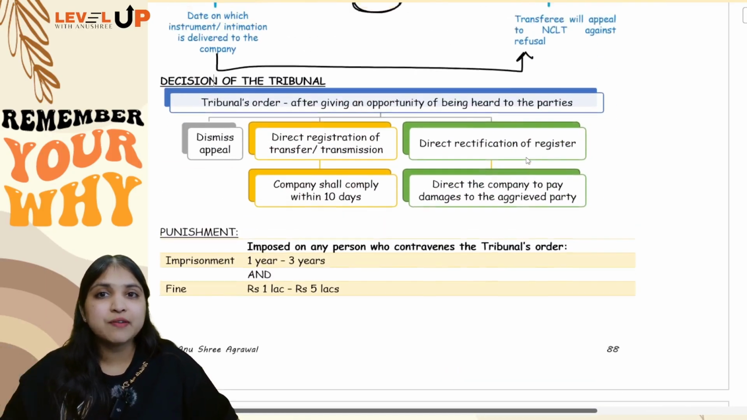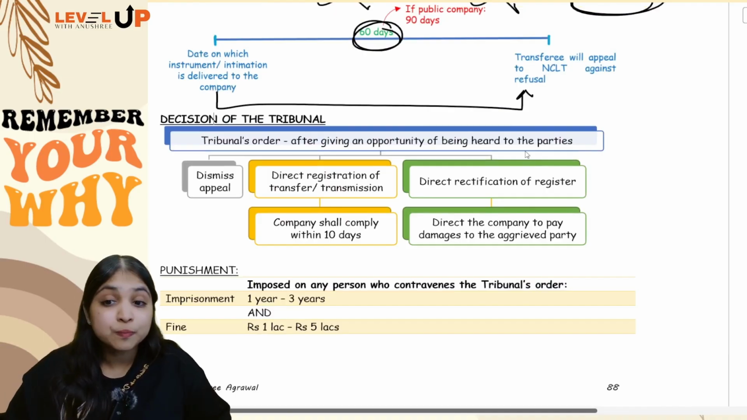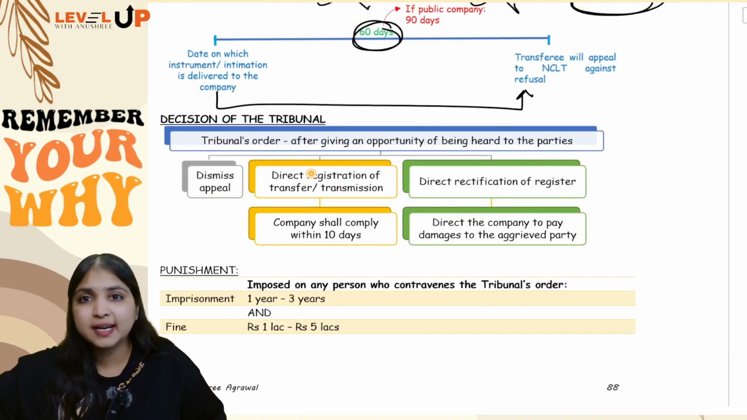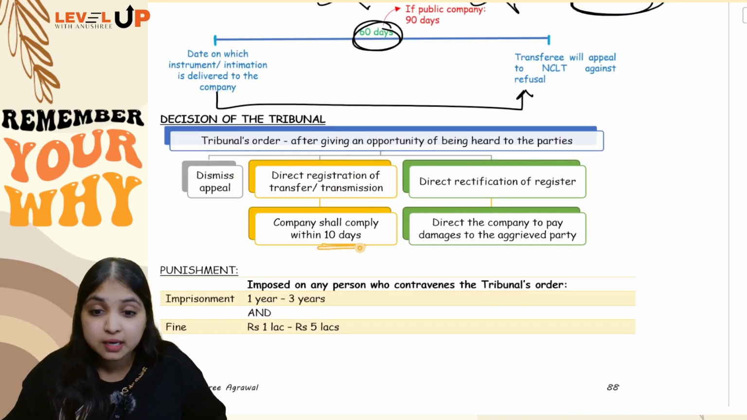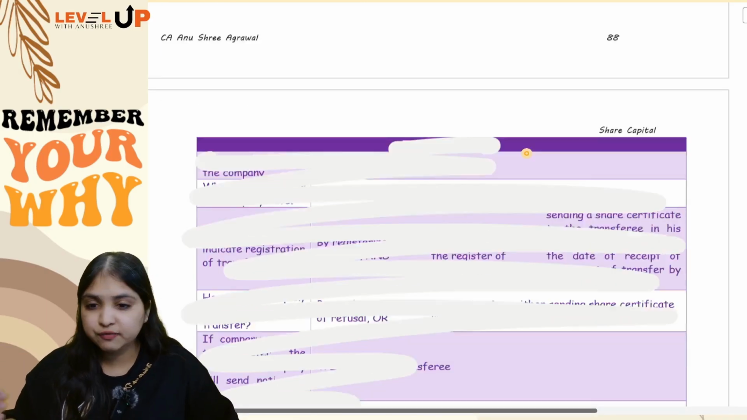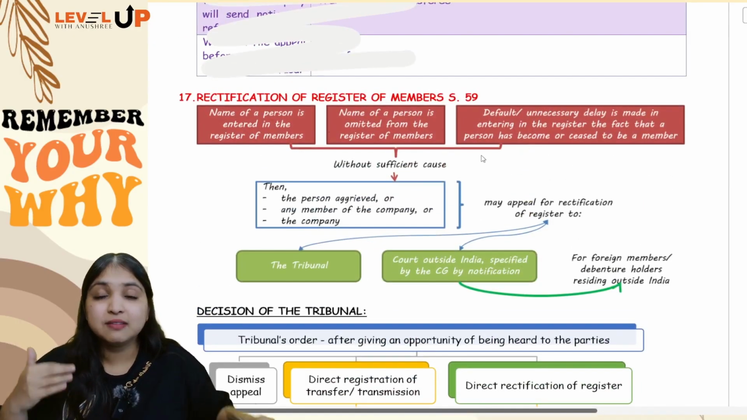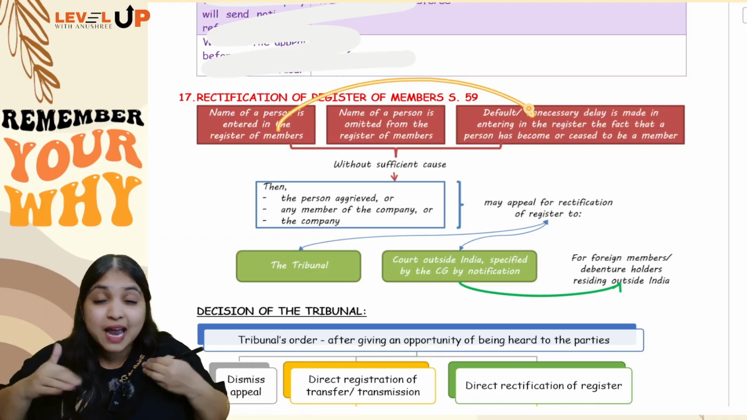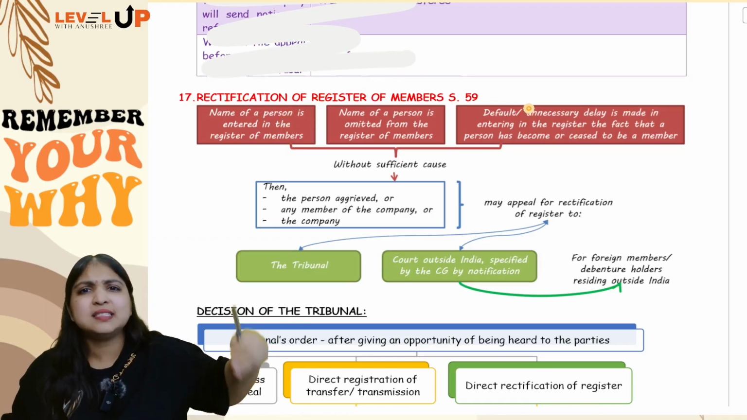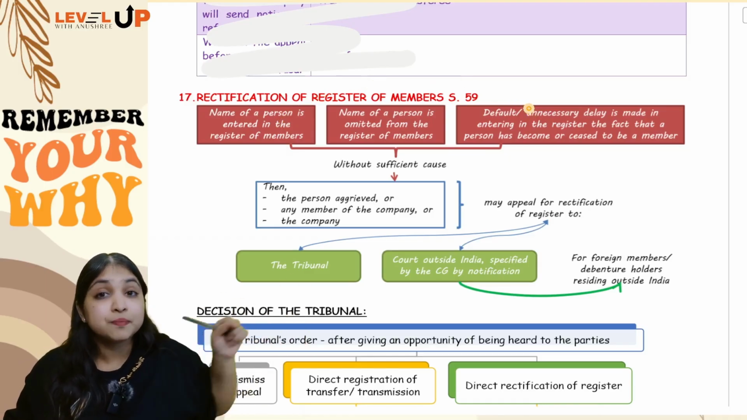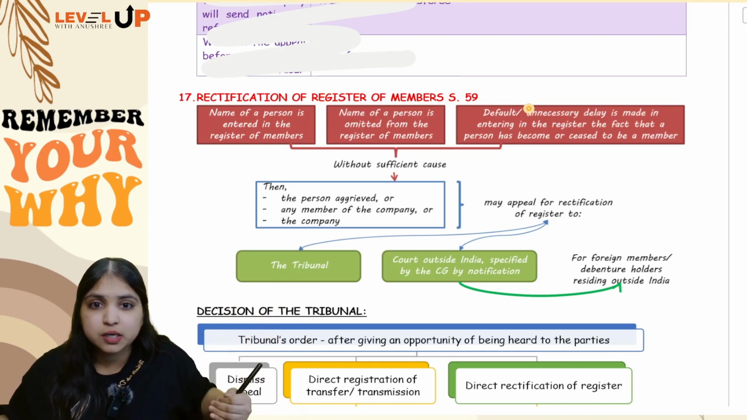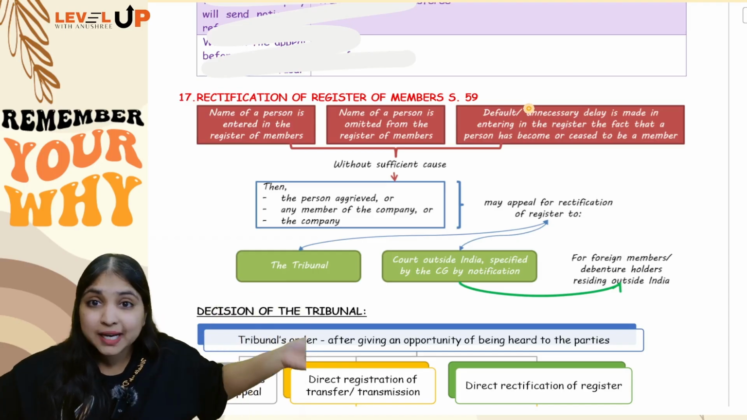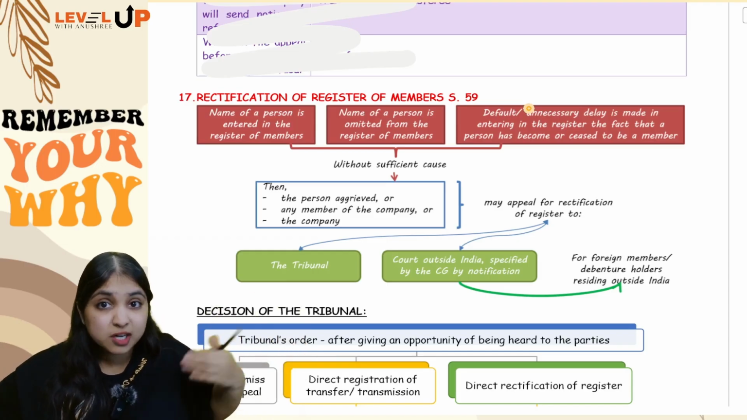Okay, then once we file an appeal before NCLT, what will NCLT do? Either NCLT will dismiss the appeal, or NCLT will ask the company to go ahead and register the transfer or transmission within 10 days, or NCLT will order rectification of register. Then we had discussed that when will NCLT order rectification of register? Only in 3 cases. Either I am not a member of the company, but unnecessarily company has put my name in the register. Or if I am a member of the company, but why is my name not in the register of members? Or we have submitted all the documents to the company for transfer or transmission.